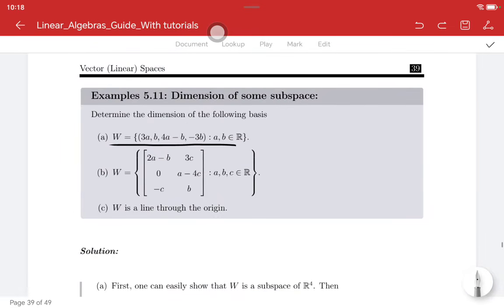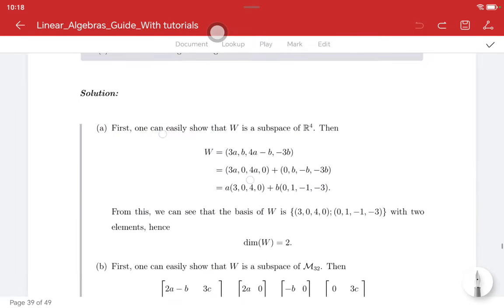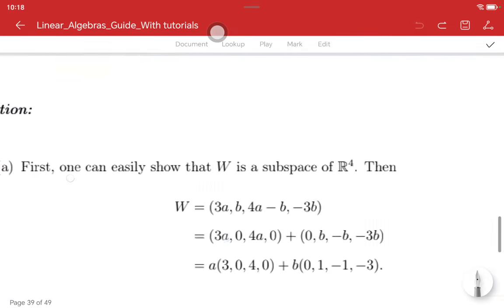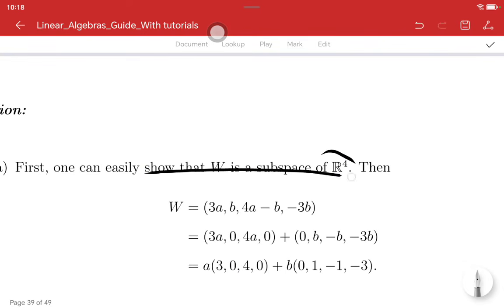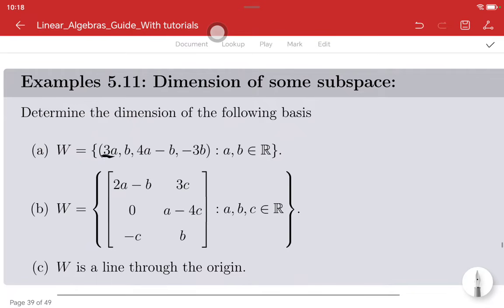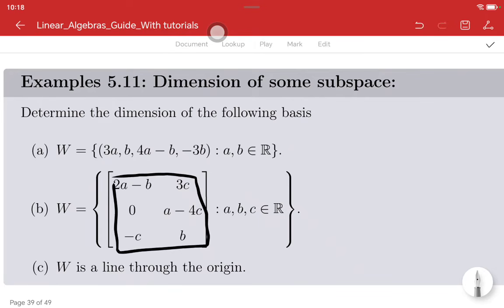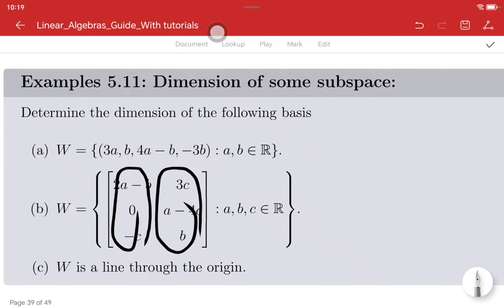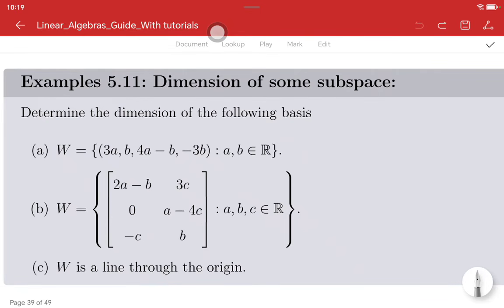So if we come here, we're going to first show that W is a subspace of R4, because we're in the space of 4. So you see what I said? You check how many, the space is 1, 2, 3, 4 if the question is like this. Then in this case, we're going to check how many columns we have. How many columns do we have? 1, 2. Then we'll know the space we're in.